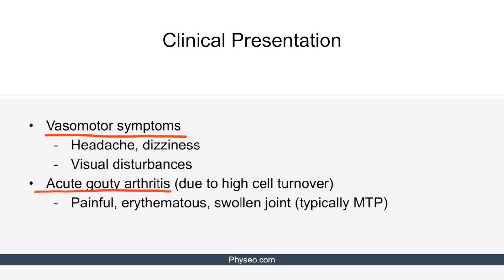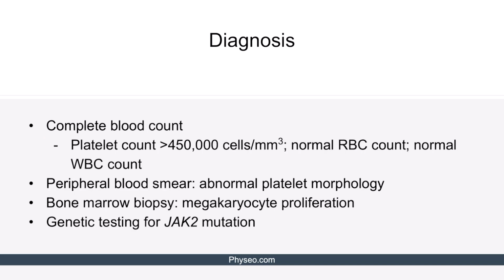Finally, acute gouty arthritis is common in patients with essential thrombocythemia due to high megakaryocyte breakdown and turnover in the bone marrow. Please recall that platelets do not have the nucleus. Therefore, platelet breakdown itself cannot increase the uric acid production, leading to gout. Let's talk about the diagnosis.